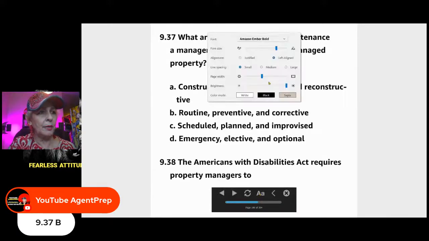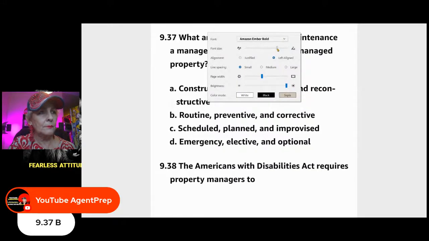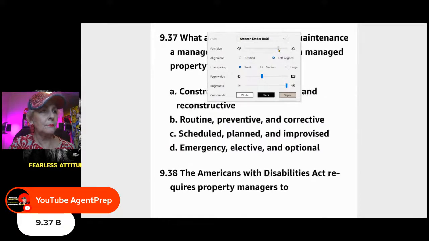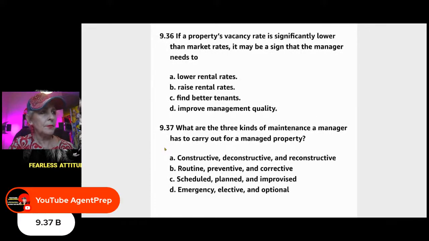Number 38. Wow. Okay, it's probably going to be a long question. 38.